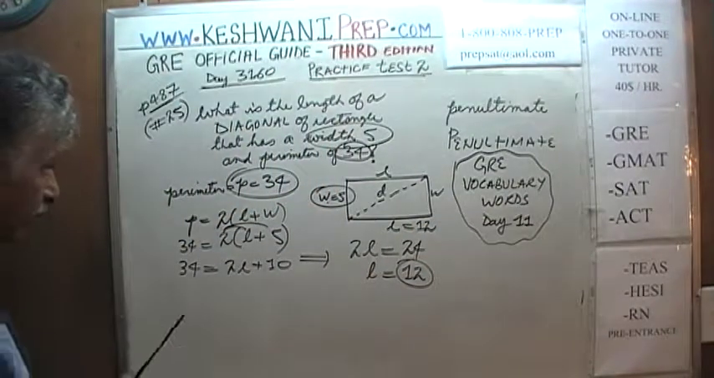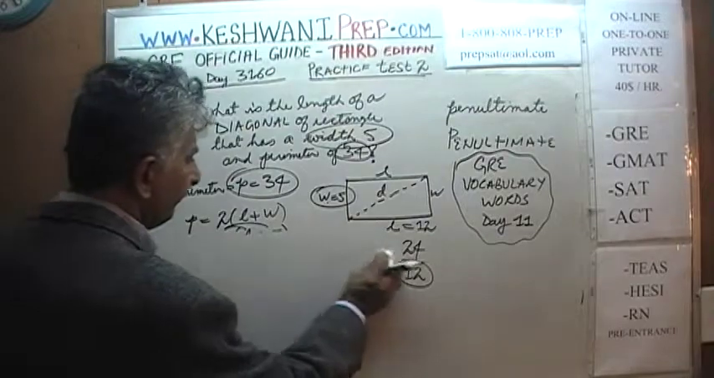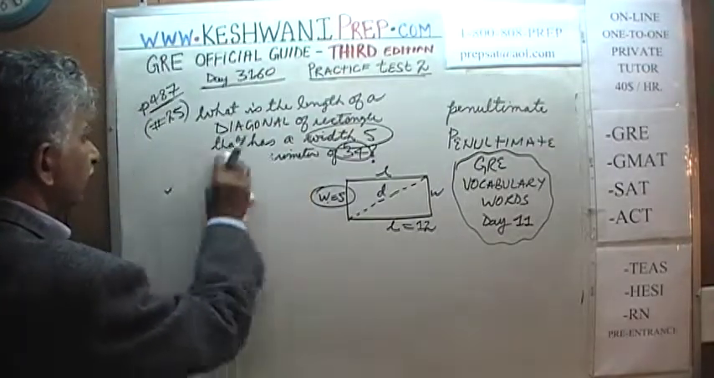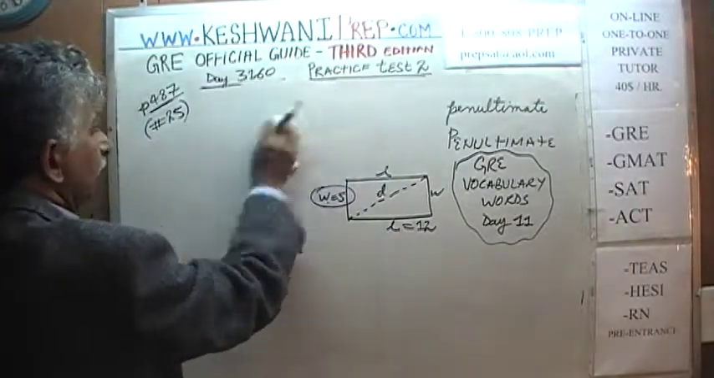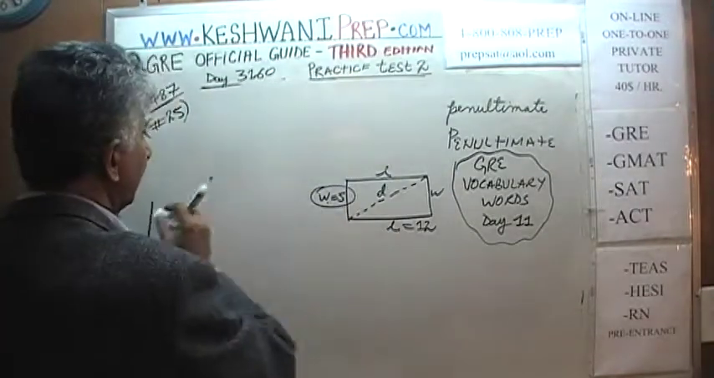We are done with this, so we're going to erase this. We know length is 12. Let's find the diagonal, shall we? Let's redraw this thing on the top here.